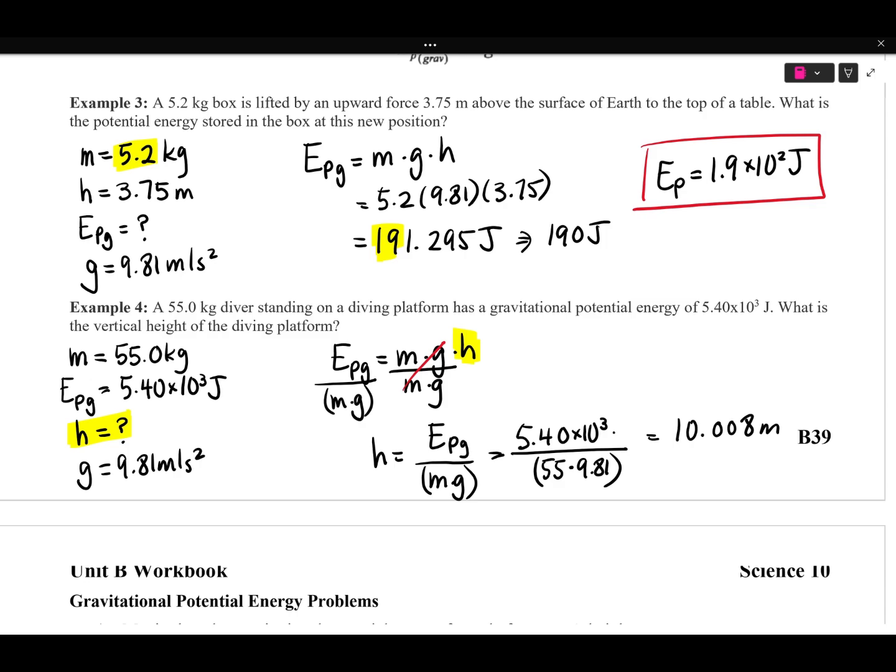We're going to round to 3 digits. So the height of the diving platform is 10.0 meters. So it's a 10-meter diving platform.